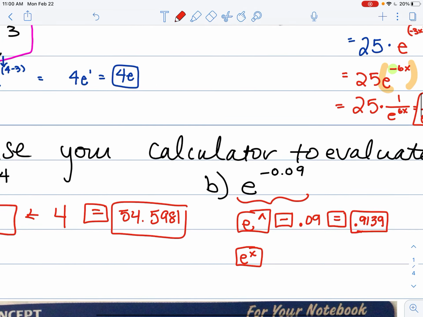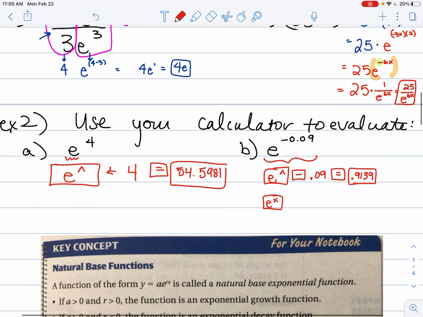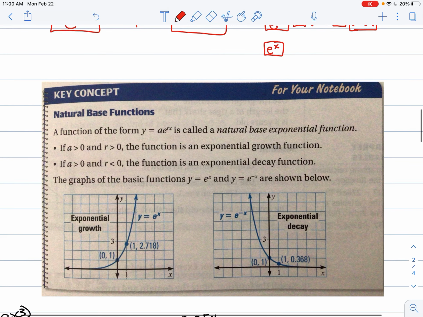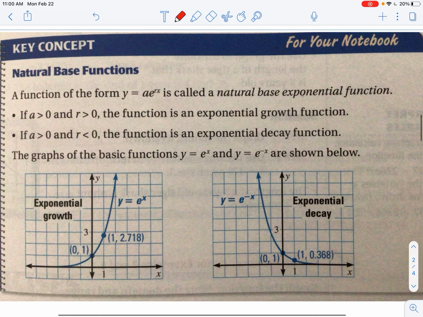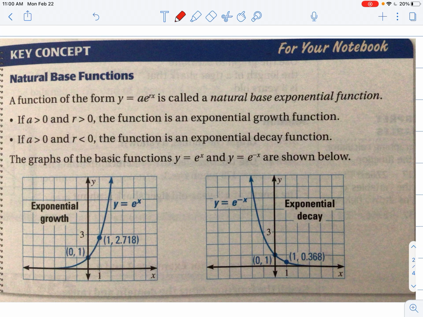Okay, so you just need to be comfortable with putting that into your calculator. If you need help on that, come see me. So now we're talking about what the graphs look like.